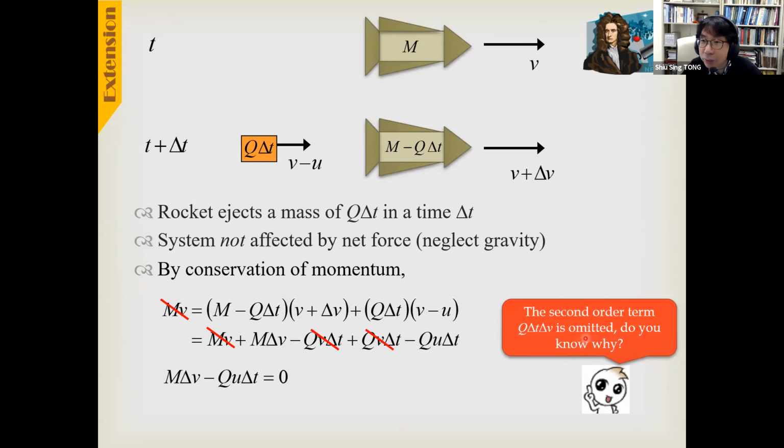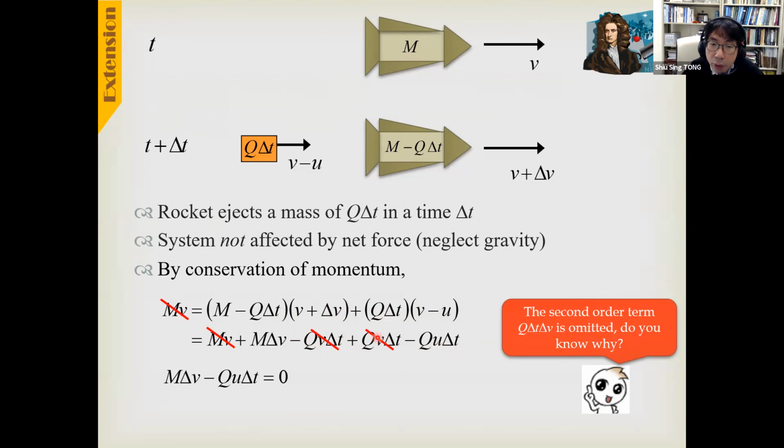In a minute, I will let you see why. Let me omit this term; I do not count this term, delta t delta v. And so the last term only gives me a term of Q U delta T with a minus sign.